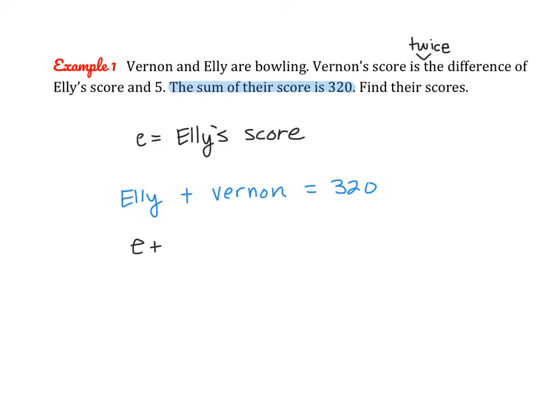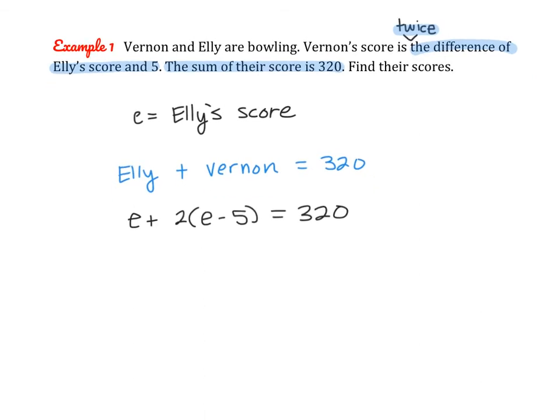So it says Vernon's score is twice the difference of Ellie's score and 5. So whenever you see twice, it means to multiply by 2. So we're going to do 2 times, and then we're going to find a way to describe the difference of Ellie's score and 5. Difference always tells us to subtract. So we do E for Ellie's score minus 5. And then again, the sum should be 320. So this represents Ellie's score and this represents Vernon's score.